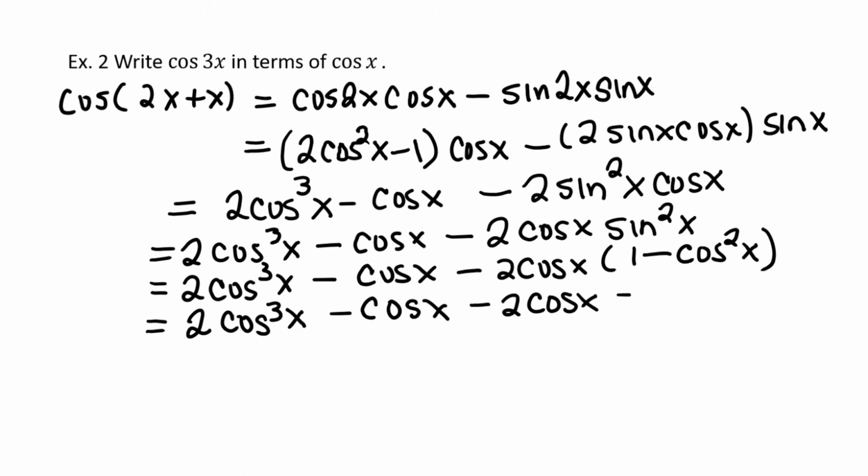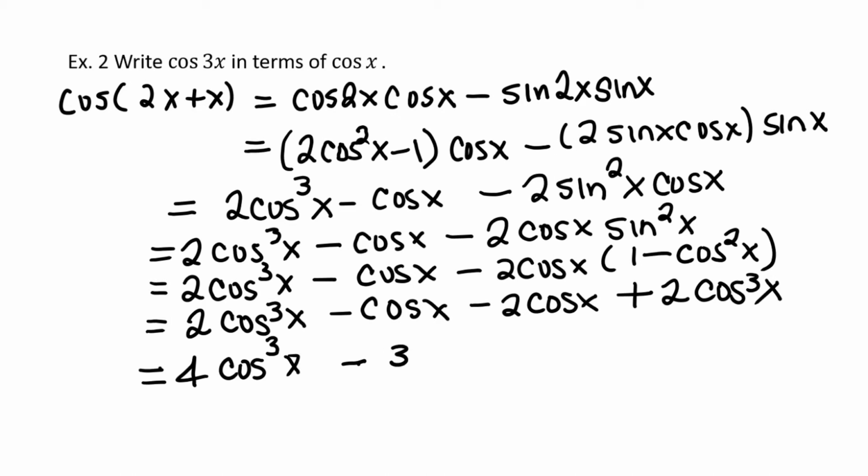Negative and negative gives me a positive 2, and then cosine cubed x. Now let's combine some like terms. We have a 2 cosine cubed x at the first term and 2 cosine cubed x for the fourth. We can combine those and we'll have 4 cosine cubed x. And then we can combine negative cosine x minus 2 times cosine x, and that'll give us minus 3 times cosine x. And now we expressed cosine 3x in terms of cosine x.